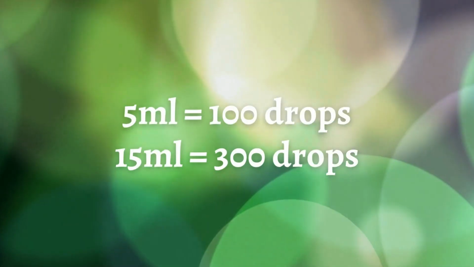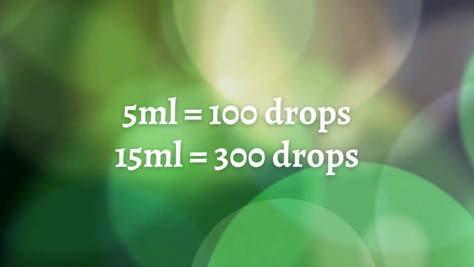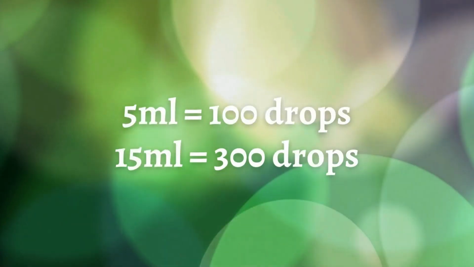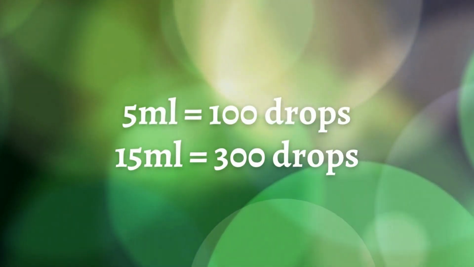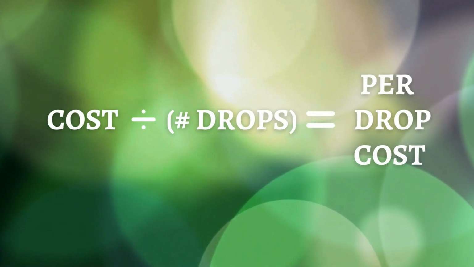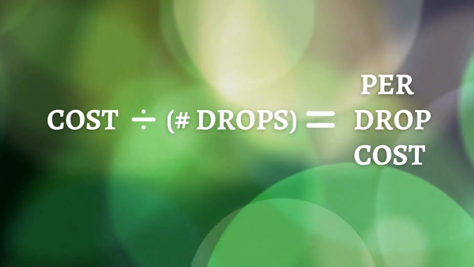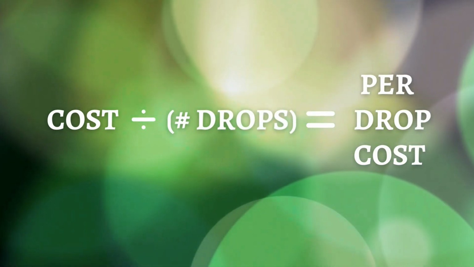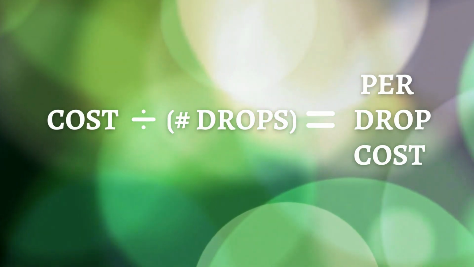So what I've done is determined the number of drops per bottle, whether it be a 5 ml, which would have been 100 drops, and I'm basically averaging this, or an approximation of it. Or if you have a 15 ml, then it's going to be 300 drops per bottle. We're going to be dividing that number into the cost of the blend, and we will be able to determine the drop cost.